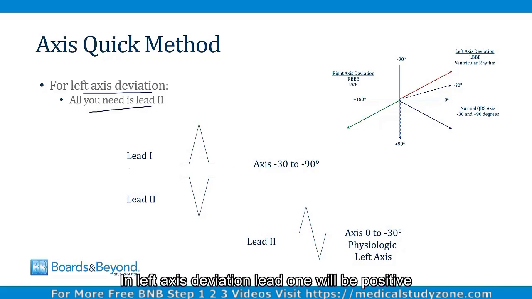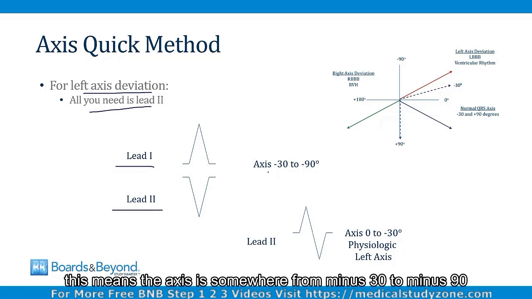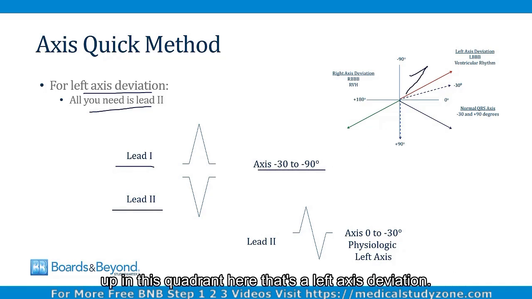In left axis deviation, lead 1 will be positive as in the normal case, but lead 2 will be negative. Anytime you see this, it means the axis is somewhere from minus 30 to minus 90, up in this quadrant here. That's a left axis deviation.